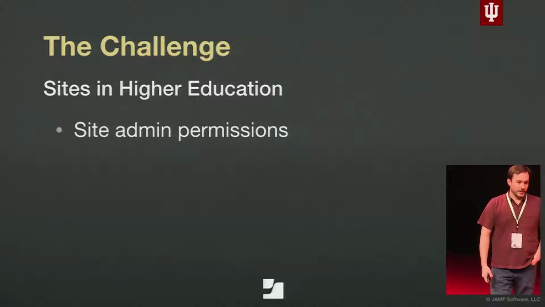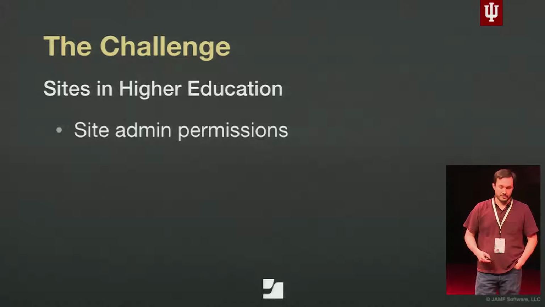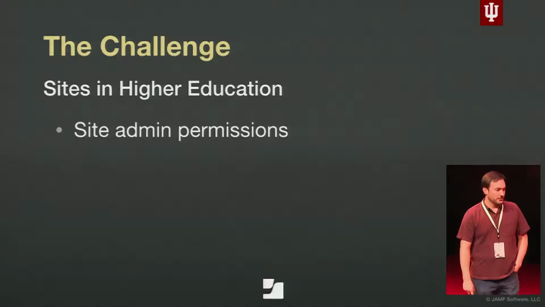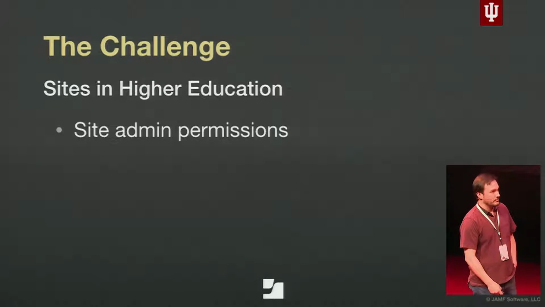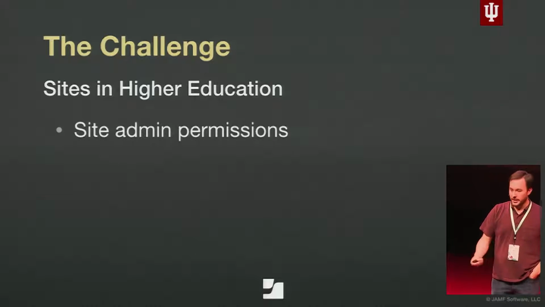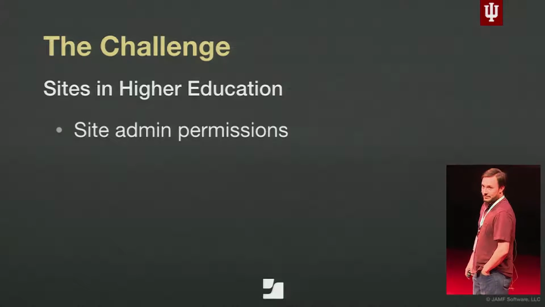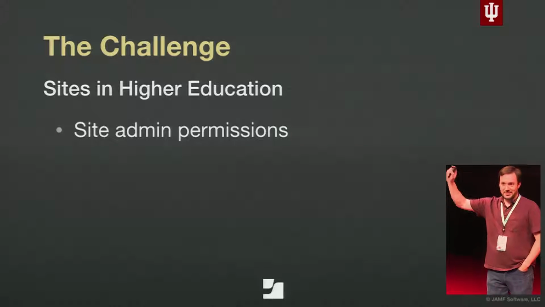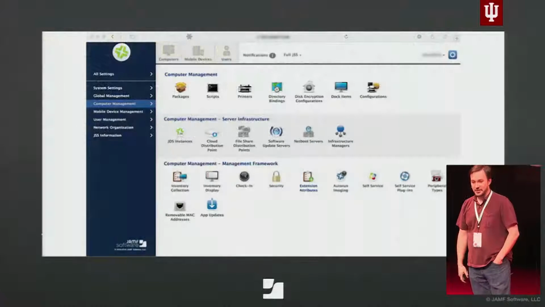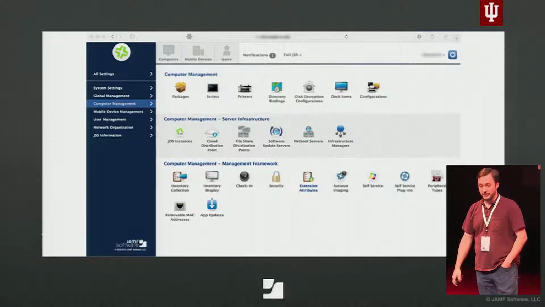So when we started looking at using Casper, Jamf Pro, as the foundation for our solution, it became very clear that there were some issues. And obviously the first one being with site admins permissions. How many people love site admins permissions? How do they have them set up currently? I mean, as a global admin, everyone has access to everything.